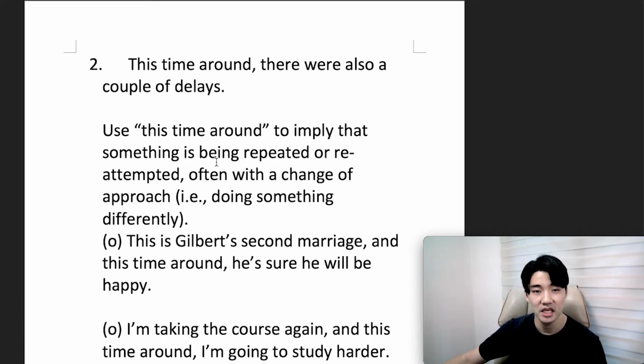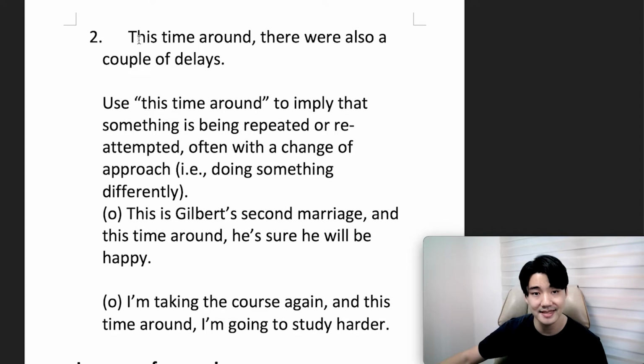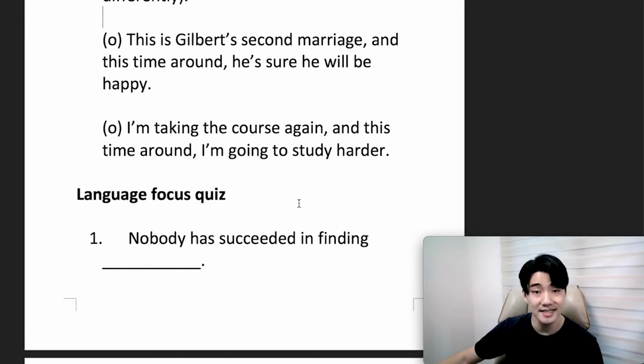Number 2. This time around, there were also a couple of delays. So we're going to use "this time around." Use this time around to imply that something is being repeated or reattempted, often with a change of approach. Example, doing something differently. This is Gilbert's second marriage, and this time around, he's sure he will be happy.